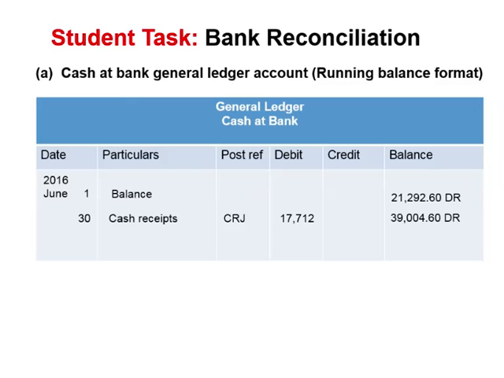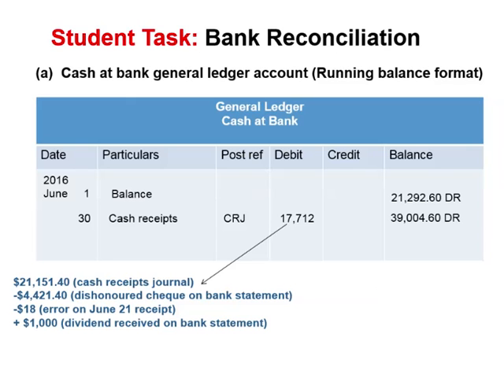Then we need to debit 17712 as cash receipts, and this is derived from 21151.4 cash receipt journal minus 4421.4 the dishonored check appeared on the bank statement, and we minus $18, which is the error on 21st of June receipt, and we plus $1,000 of dividend received on bank statement. That will give us the running balance 39004.6 debit.